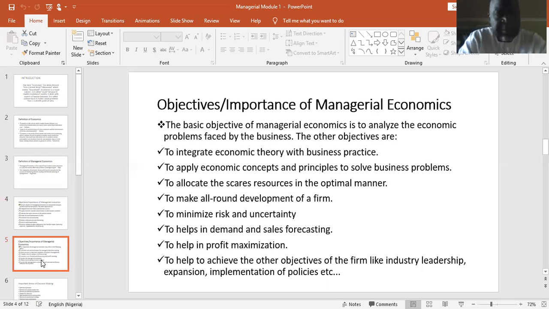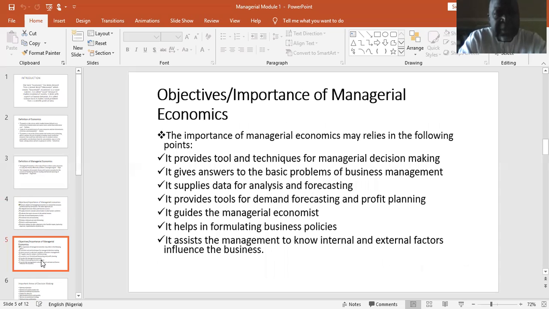And then, on the importance side, the importance of managerial economics may lie in the following points: to provide tools and techniques for managerial decision making. Again, it gives answers to the basic problems of business management. It supplies data for analysis and forecasting, because economics is a science that generates a lot of economic data that helps in decisions and giving advice.